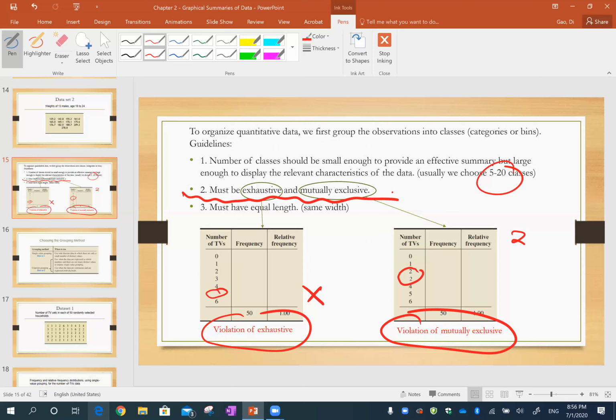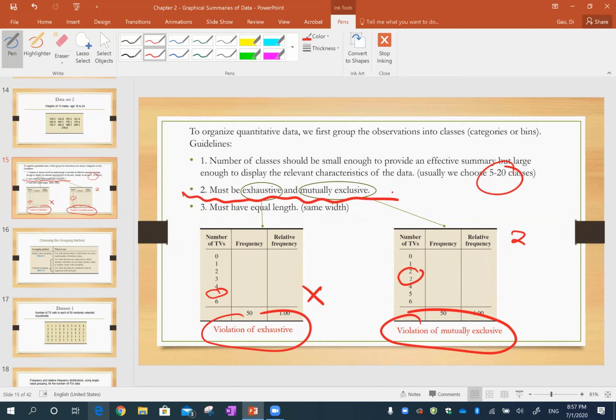And then the third one: classes must have equal length, the same width. We don't want one class that can store 90% of the data, and another class that only suits another range of 10%. Although you can show some information, that may not be the most accurate one.